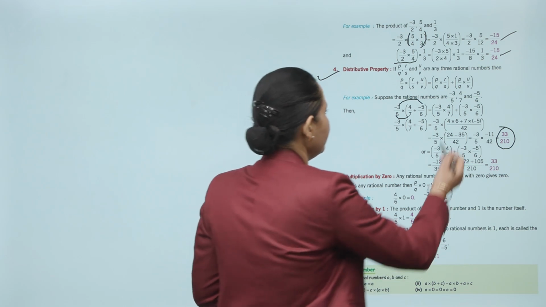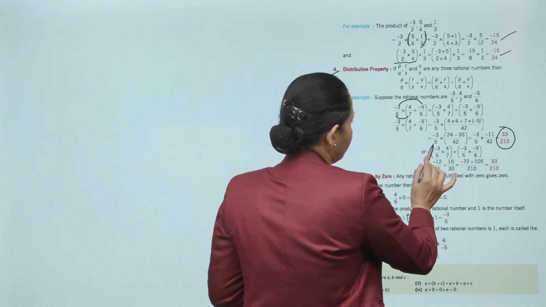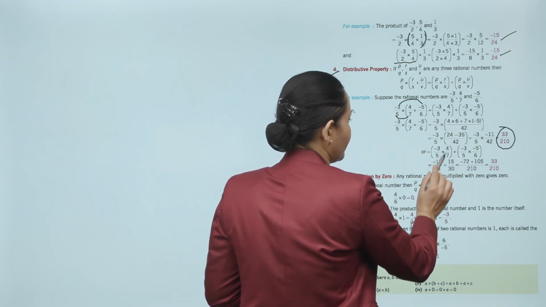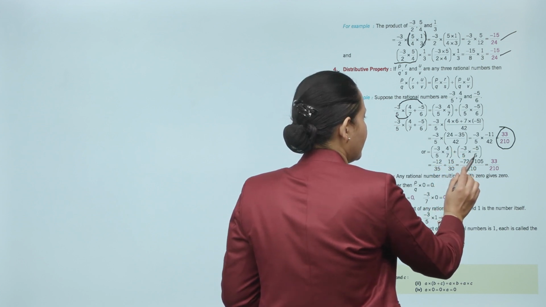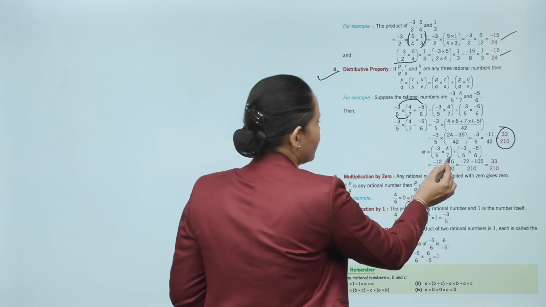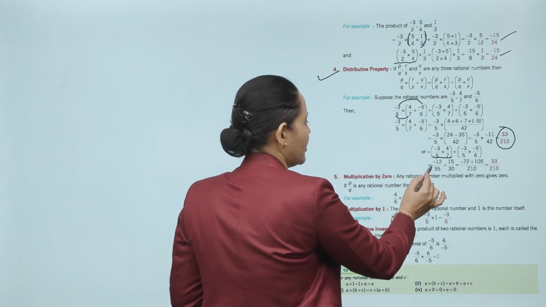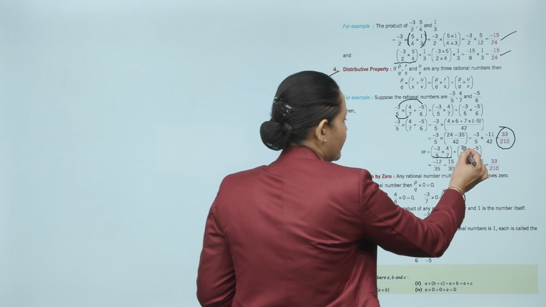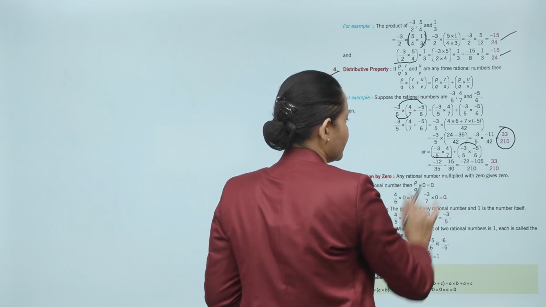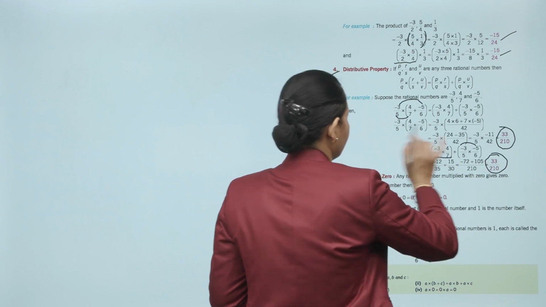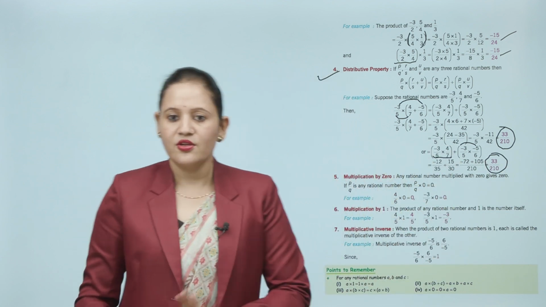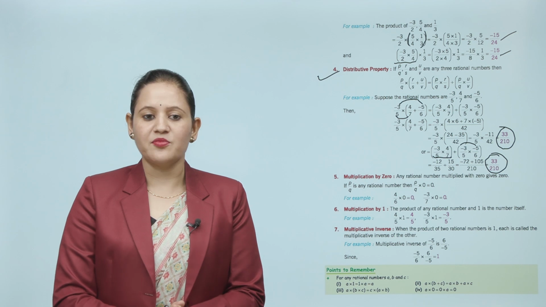Or if we solve it this way, -3/5 multiplied by 4/7 plus -3/5 multiplied by -5/6. So ये क्या हो जाएगा, इन दोनों का प्रोडक्ट हो जाएगा -12/35 and here the product is 15/30. Solve it, will get 33/210. Clear? दोनों तरीके से जो आंसर होगा वो सेम होगा.